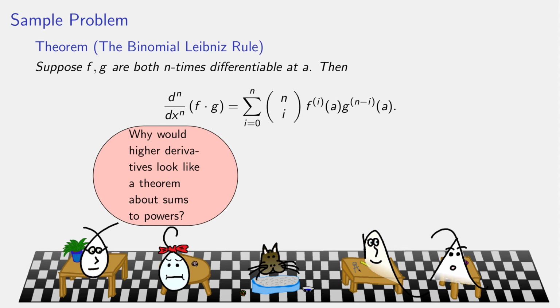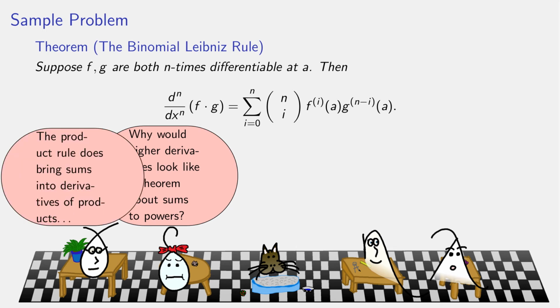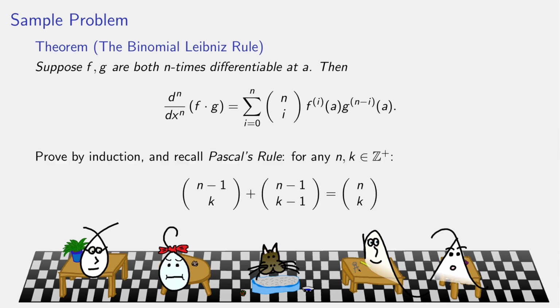Why would a higher derivative look like a theorem about sums to powers? The product rule, which this is kind of generalizing to higher order derivatives, already gives us a sum of two different terms. So it's reasonable to think that if you do this many times, you get a sum of many, many terms. A hint to how to prove this: do it by induction. And for the binomial coefficients, we have this Pascal's rule for how various binomial coefficients can be combined with one another.